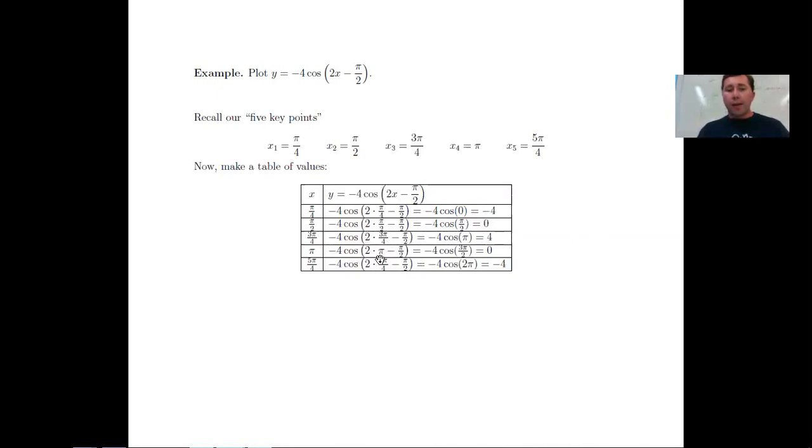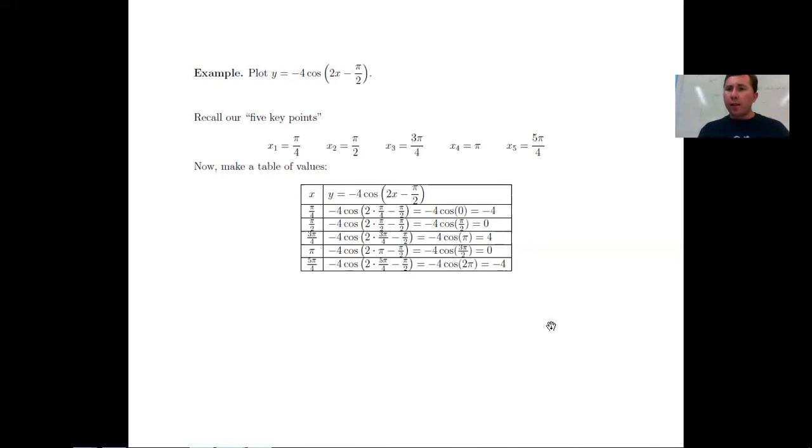At pi, this function will have its input simplified to 3 pi over 2, and cosine at 3 pi over 2 is again 0. And then finally at 5 pi over 4, the input will simplify to 2 pi, so we're already a full circle rotation around. We should get the same value as what we got in the very beginning, -4. And cosine of 2 pi is, of course, 1. So -4 times 1 is giving us that -4.